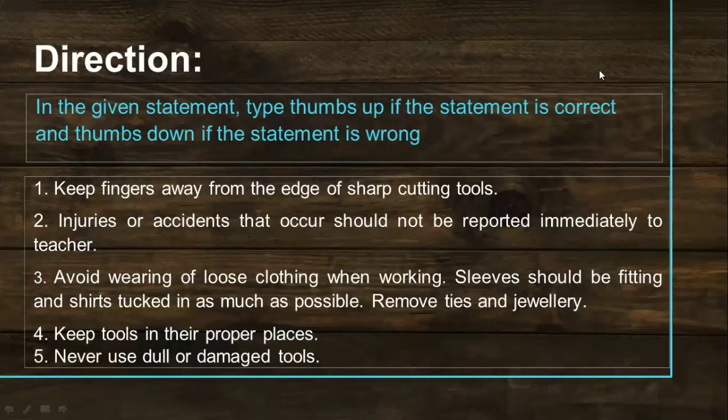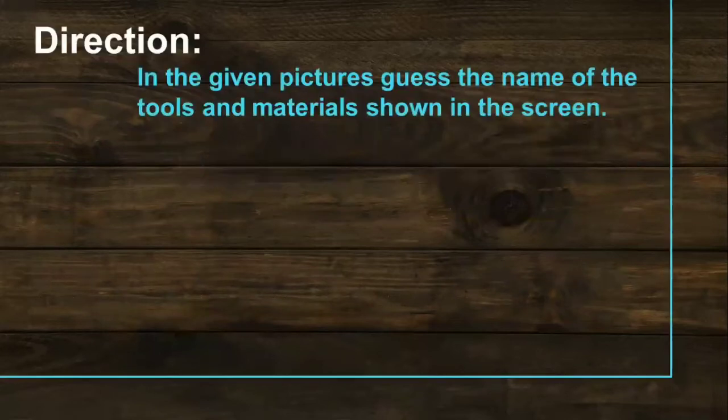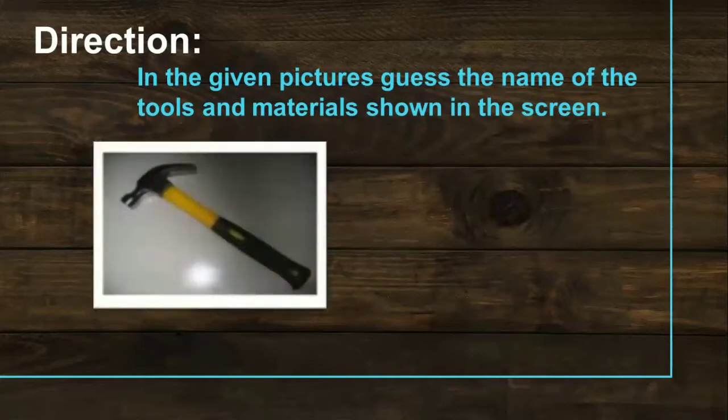Okay, so congratulations. I think you are ready for a new lesson. So let's proceed to the motivation. For the motivation part, we will have another activity entitled Guess What? For this activity, you are going to guess the names of tools and materials shown on the screen. Here is picture number 1. Who could answer it? You just have to guess the name of this tool. Kaalem, ma'am. Yes, Kaalem. Hammer.